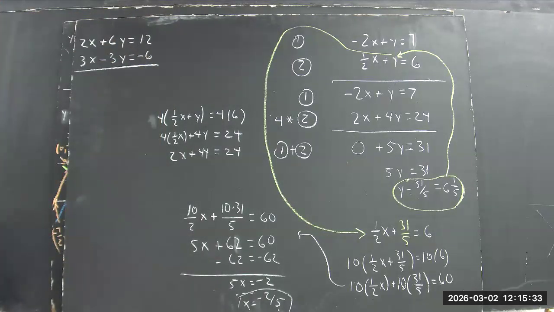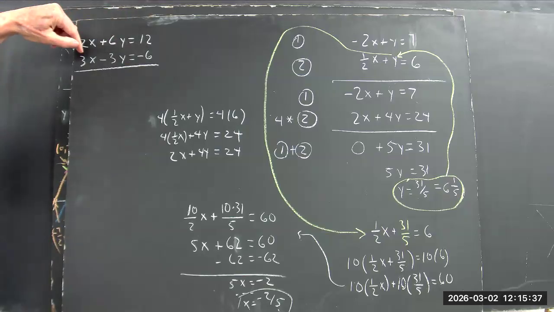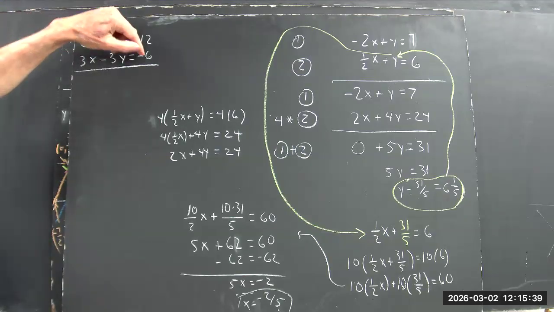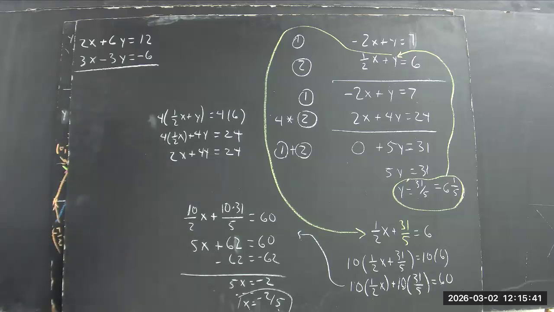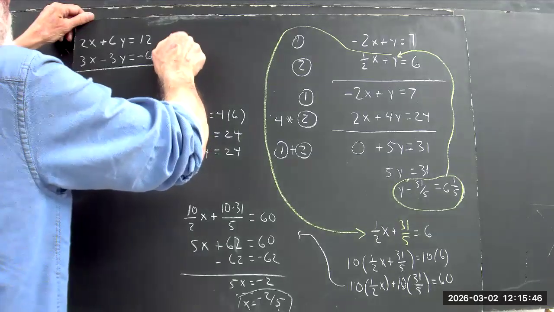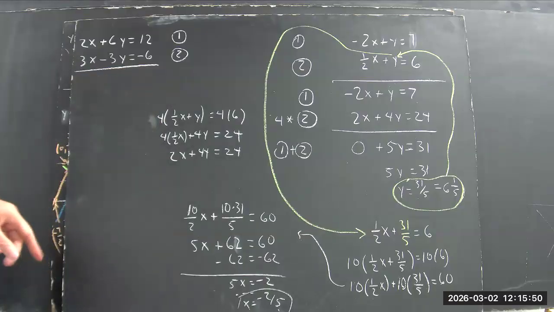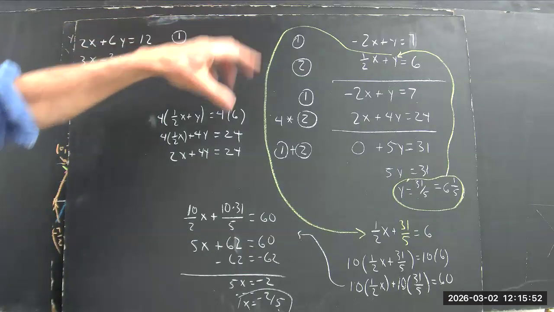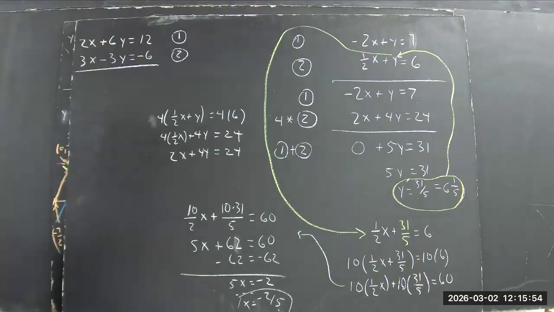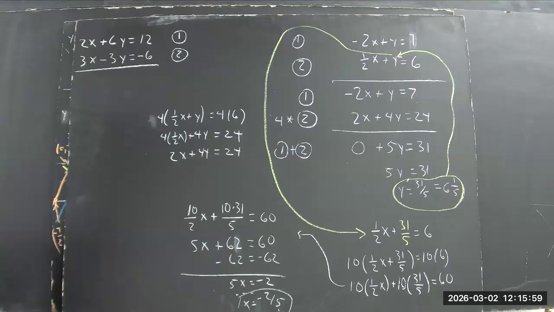Here's a system of two equations. 2x plus 6y equals 12. 3x minus 3y equals negative 6. I'm going to label these equations off to the right. I'll call the first one equation 1, the second one equation 2, 1 in a circle, 2 in a circle, off a little ways to the right of the equations so we don't confuse those with numbers actually in the equations.